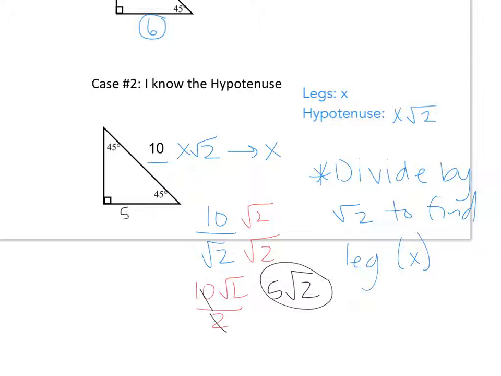So if that's one of the legs, the other leg is just the same, because again, the legs are the same in a 45, 45, 90 degree triangle. So 45, 45, 90 degree triangles are a little bit easier to solve than 30, 60, 90.